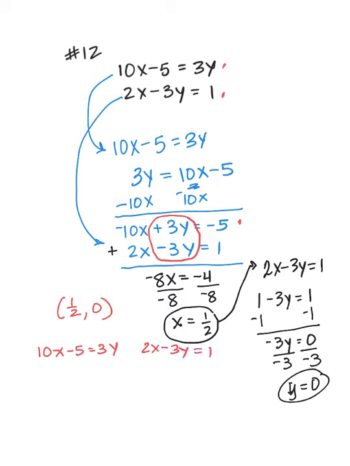Okay, so let's get to work. This is my x, this is my y. 10 times 1/2 is the same as saying half of 10, which is 5. So it's 5 minus 5 equals 3 times y, which is 0. Oh, 5 minus 5 is 0, and 3 times 0 is 0. Check. What about this one? So 2 times 1/2 is like half of 2, which is 1, minus 3 times y. Well, 3 times 0 is 0. And 1 is 1. So we've proven that is our solution.